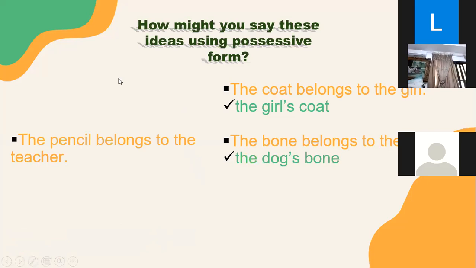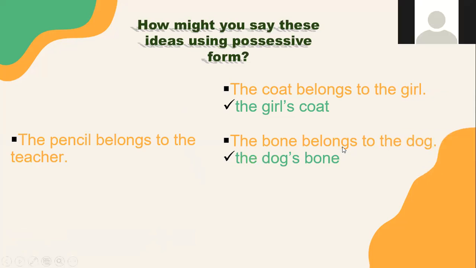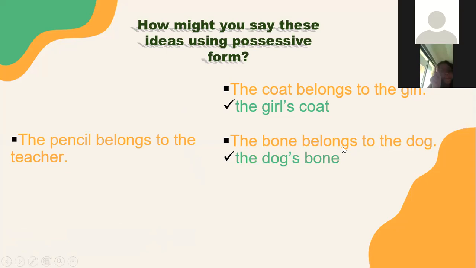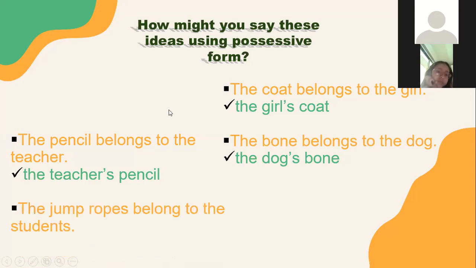Let's have another example. Let's see who can try and write it in the possessive. Lana, yalla Lana. If we say the pencil belongs to the teacher. The teacher's pencil. Excellent, the teacher's pencil. Bravo. Let's try another one with Dida. Okay. The jump ropes belong to the student. The student's jump rope. Excellent. The student's jump ropes.